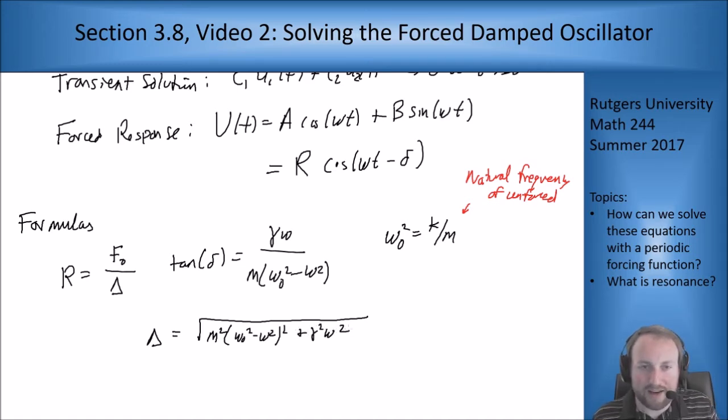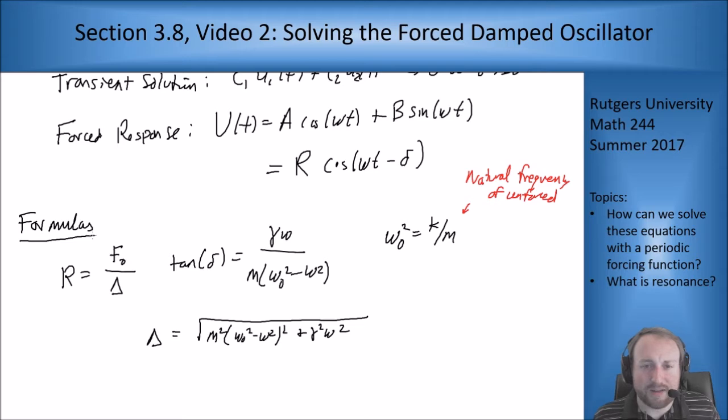Those are kind of nasty formulas, but you will know omega 0 because that's the natural frequency of the system. You will be given omega because that's the right-hand side, and then your m and your gamma are parameters of the problem. So these are the formulas you get for all of these terms, and they're just sort of there.